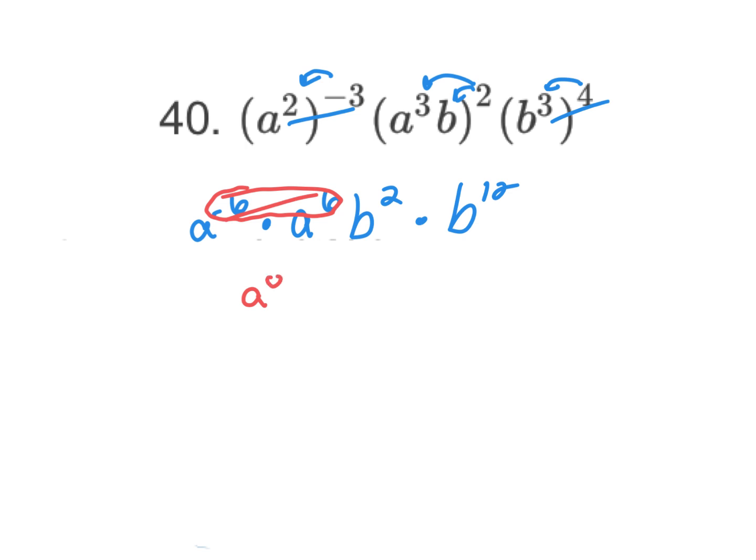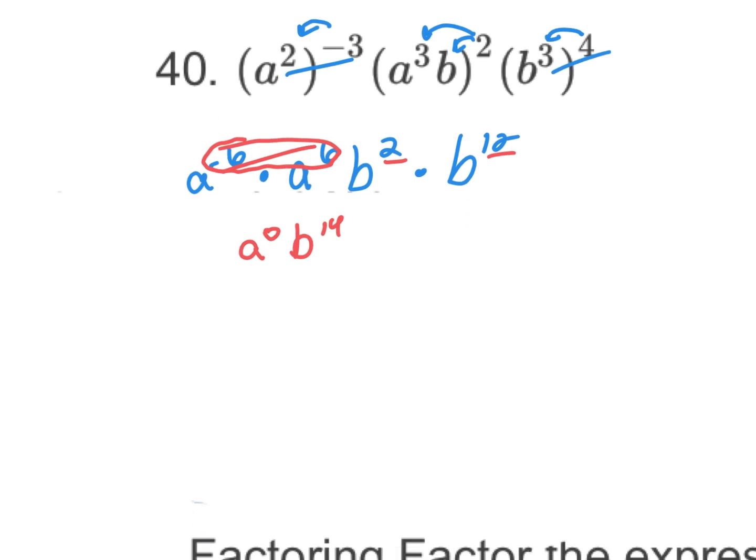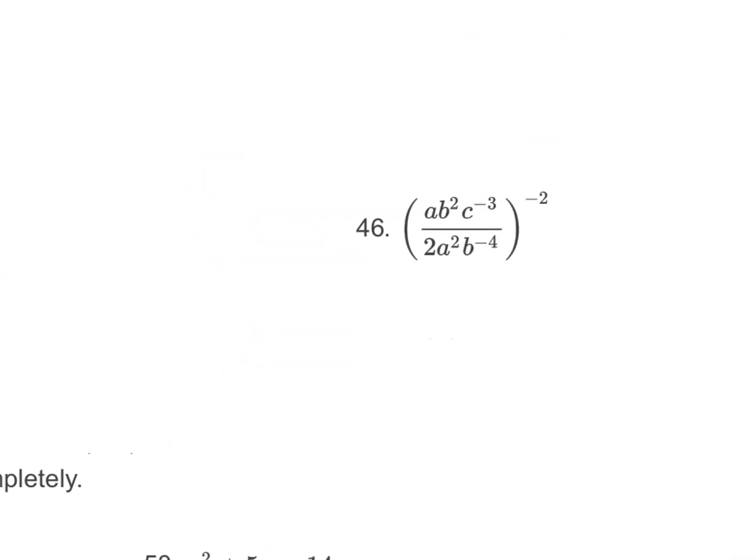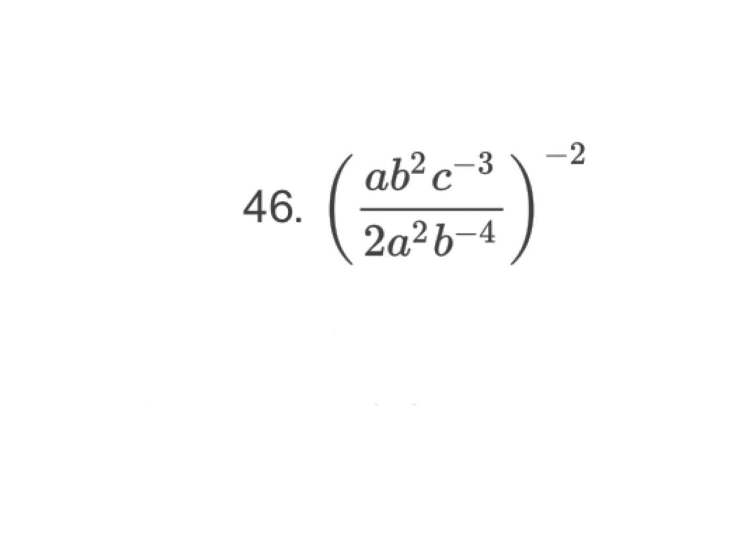This is a to the 0 power. Then I have b to the 2 plus 12, which is 14. You guys, what's anything to the 0 power? It's just 1. So when this simplifies, it's just b to the 14th. If you wanted to move this negative exponent to the denominator and then subtract exponents, you would get the exact same answer if you would rather do that.